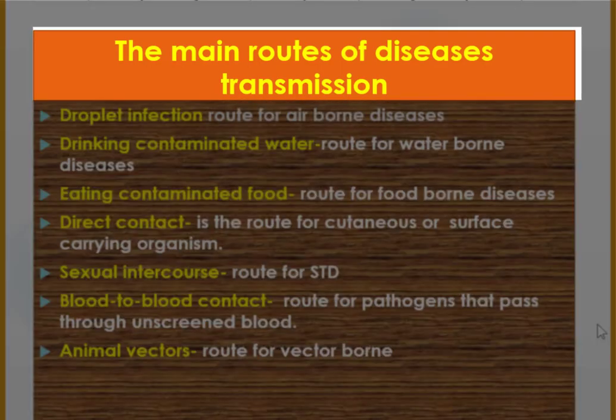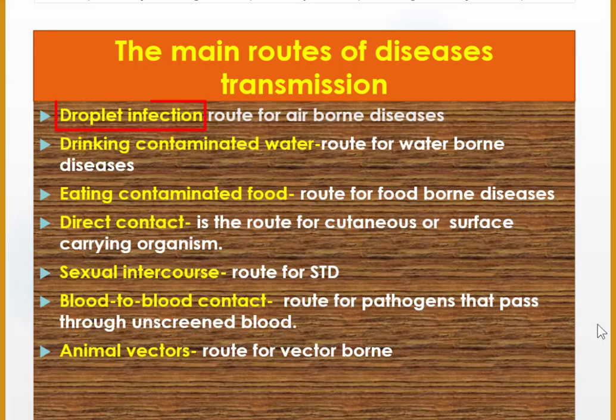What are the main routes of disease transmission? There are 7 types of routes of disease transmission. These 7 routes are: the first one, droplet infection. Droplet infection is the route for airborne disease that passes from an infected host to a healthy host, from reservoir to healthy host. Diseases whose causative agents mostly pass through droplet infection are the common cold, pneumonia, and TB.